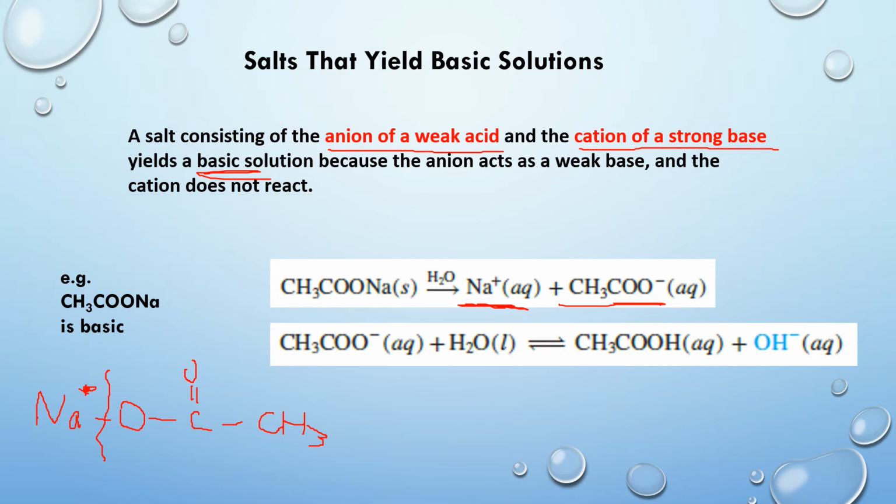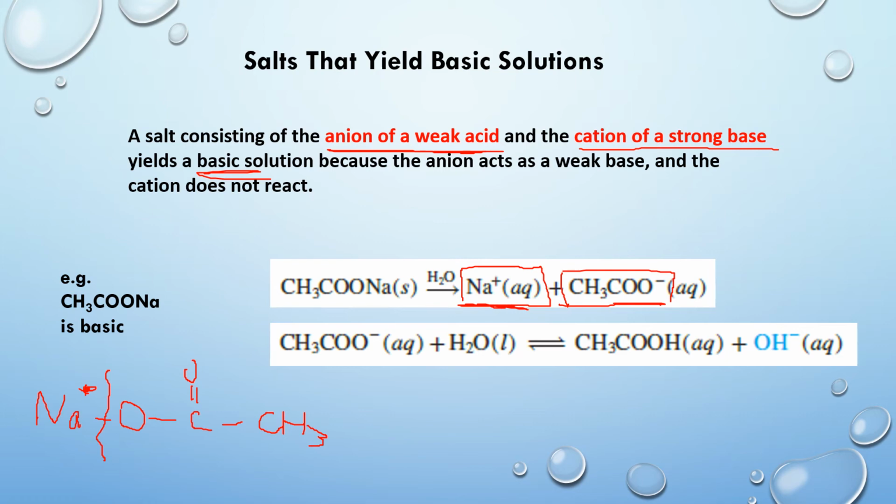Because this acetate is the anion of acetic acid, and acetic acid is a weak acid, this acetate is the anion of a weak acid. But this sodium cation is the metal cation from a strong base. A couple of slides earlier we said that the metal cations in the first column and most of the metal cations in the second column are the cations of a strong base. So they don't react with water.